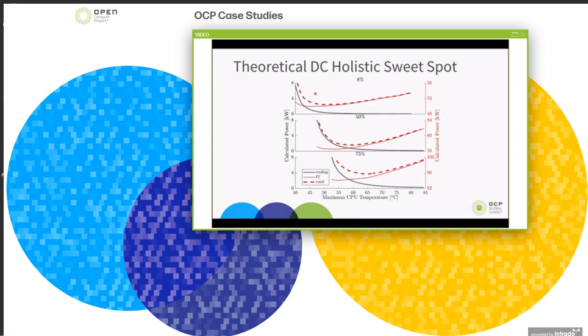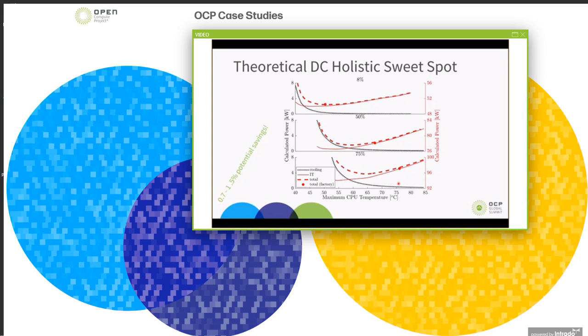So where does the factory control put us? In the 8% case, it's right in the minimum. In the 50% case, it's drifting away a little bit, and even a little bit farther away in the 75% case. And in this 75% case, we're seeing a potential of 1.5% savings if we would run the CPUs at 65 degrees instead of 77.